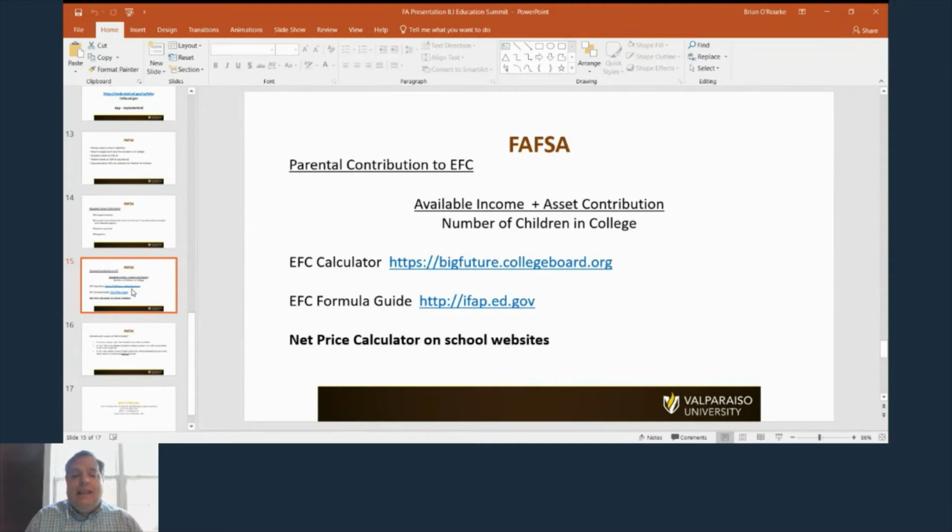You can look at the EFC calculator at bigfuture.collegeboard.org to get an idea. They'll ask you a bunch of questions, and you can get an idea of what your EFC may be. You can go to ifap.ed.gov and get an understanding of the methodologies. You can actually look up a 26-page document that explains how the FAFSA calculates your EFC. And every school is required to have a net price calculator on the school website that will ask you a series of questions and then estimate what your likely financial aid would be.